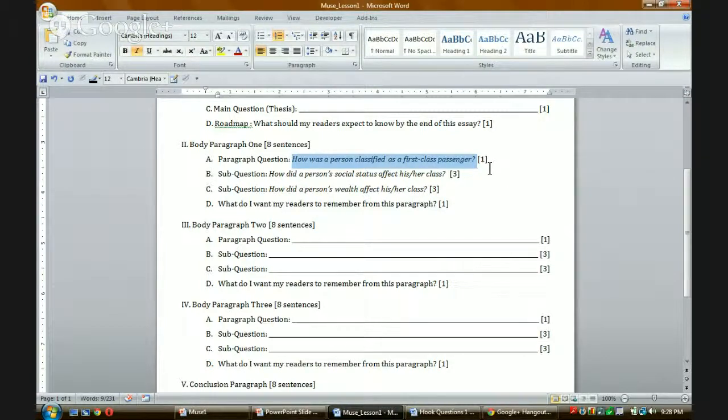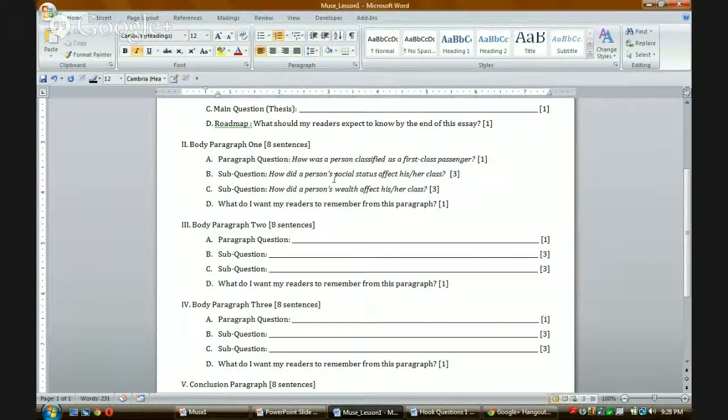So that's kind of a big question. How is a person classified as a first class passenger? So if we break it down and focus on two aspects of that, their social status and their wealth, that will help us develop that point much better. So hopefully those ideas that I shared will help you come up with those sub-questions.